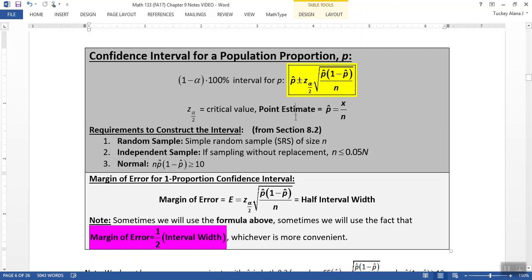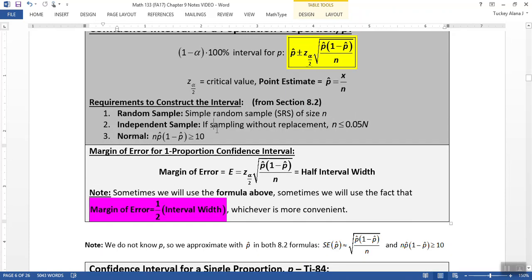Now p hat is the point estimate, which we said at the end of the last video. It's x over n. We learned that formula back in section 8.2, and honestly it's really building on 6.2, which is the binomial distribution, x being the number of successes and n being the number of trials. The critical value is z alpha over 2. And that's what we're going to spend most of this video discussing. So I'll come back to that piece, but let me look at these other portions down here.